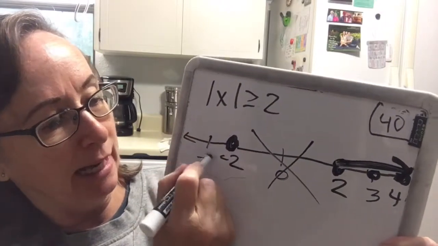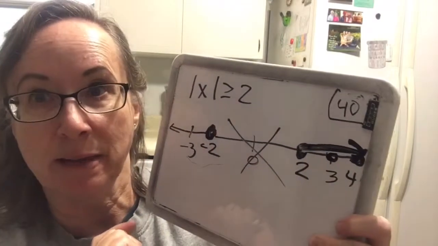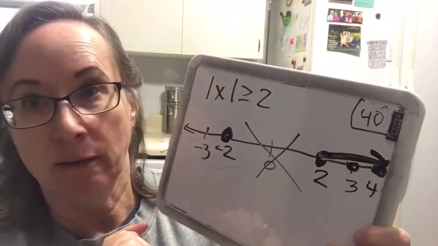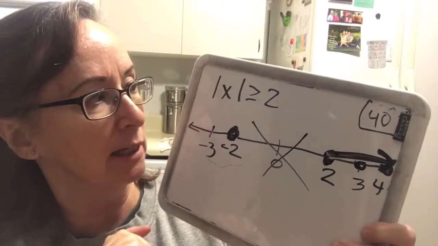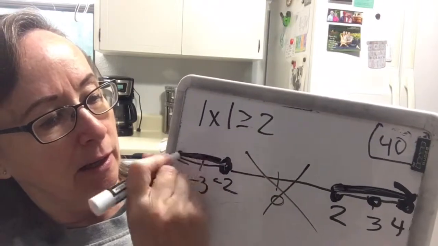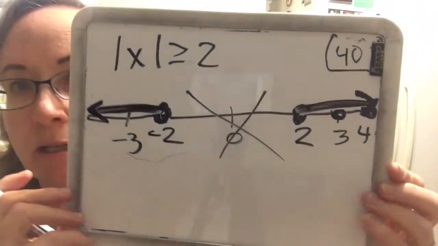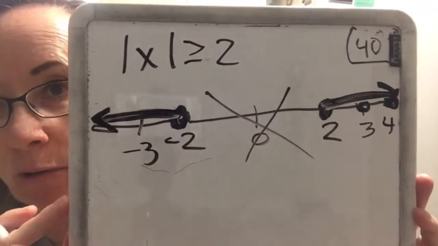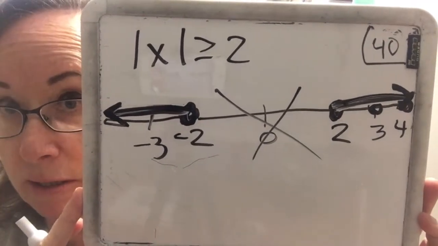Well, if I plug in a negative 3, the negative 3 maps over and becomes the same thing as the 3, and it works. Negative 4 maps over, becomes positive, becomes the same thing as the 4, and works. So now I'm going to have my solutions going off in two directions on the number line. So anytime you have a greater than, you're going to go off in two directions. Okay, so now let's do number 50.